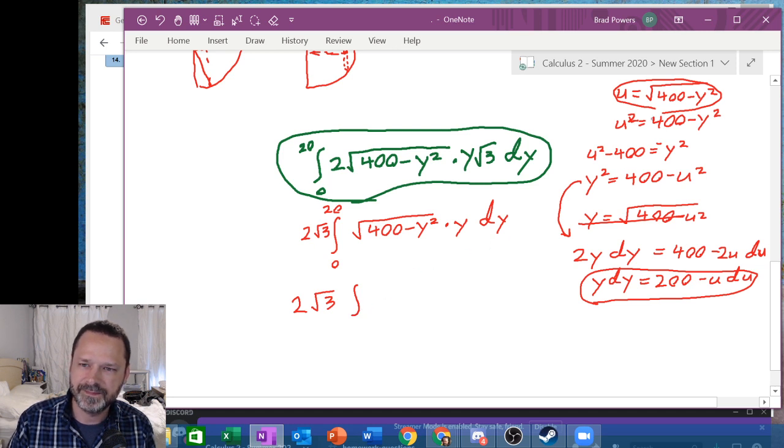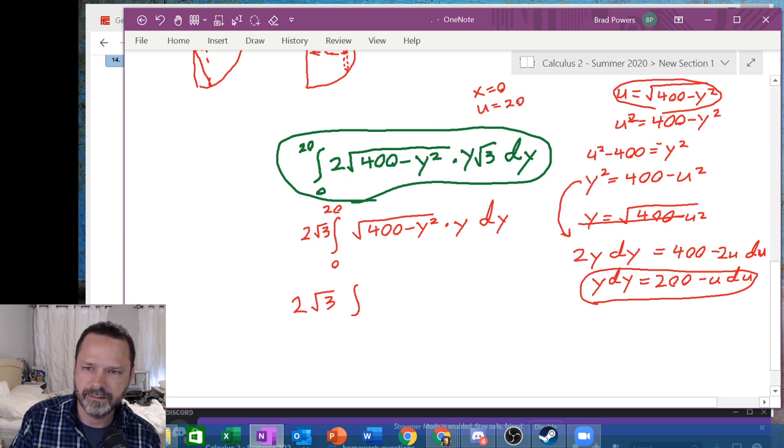Oh, now if u is this, we have new limits. So when y equals 0, u would be square root of 400, which is 20, right? When y equals 20, u would be 0. Interesting. So we'll go from 20 to 0 of u, and then y dy is 200 minus u.